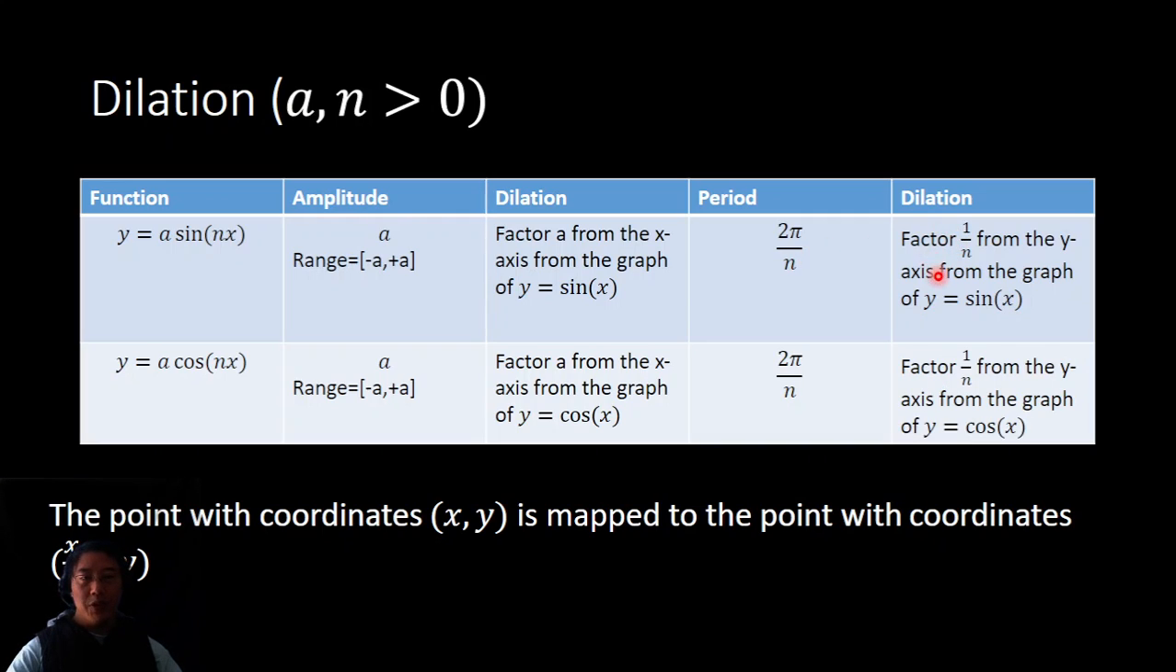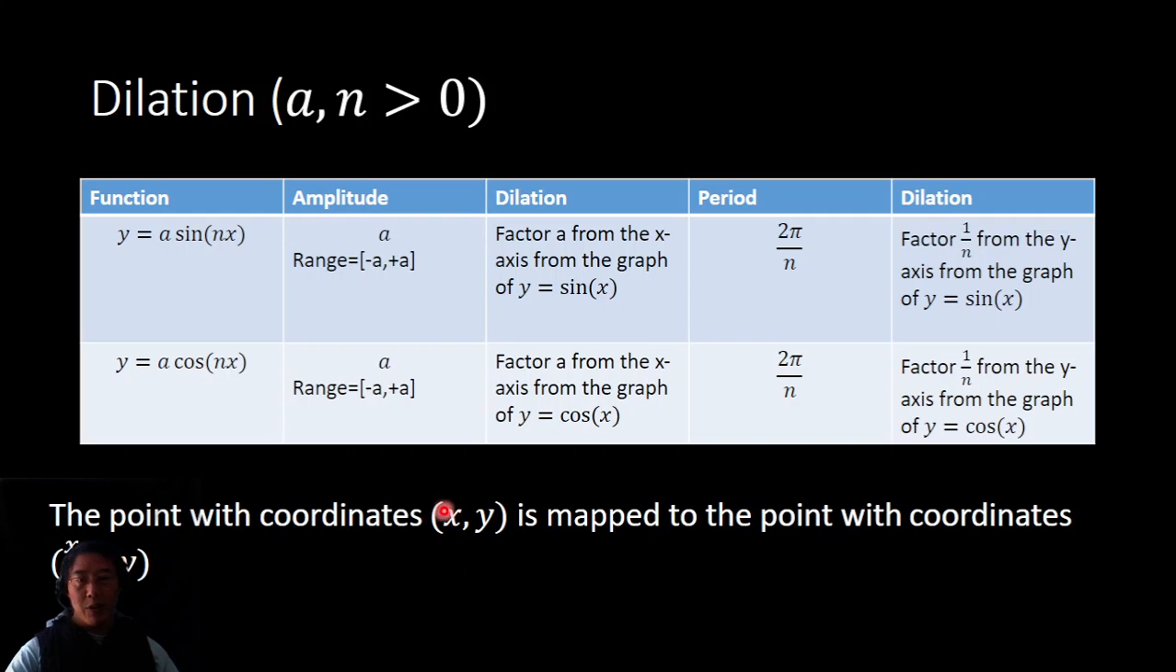Just be careful with the dilation. It's a dilation from the y-axis, from the graph of y equals sine of x or cos of x, but the dilation factor is 1 over n. So here if n equals 2, the factor is 1 over 2. Very important that you know the difference between the two dilations and how to implement it, the way you would write your statement as a transformation.